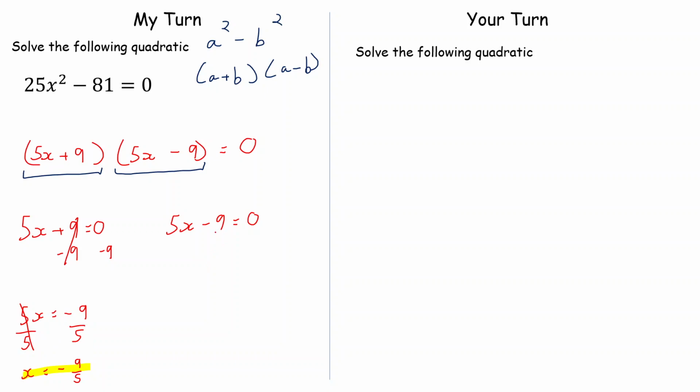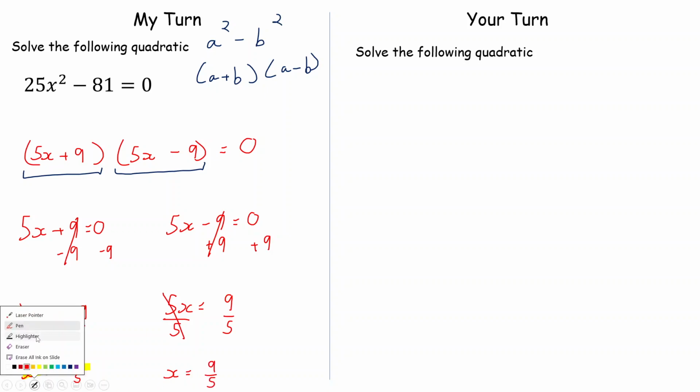And this one is just going to be the positive version, but we'll work through it again just to show you. You can add 9 here, and you can add 9 over here. These are going to cancel, and you get 5x being equal to 0 plus 9, which is 9, and that's going to divide through by 5 and divide through by 5. These cancel, so x is equal to 9 over 5, and you can see it's the positive version of the first answer, and there we go.